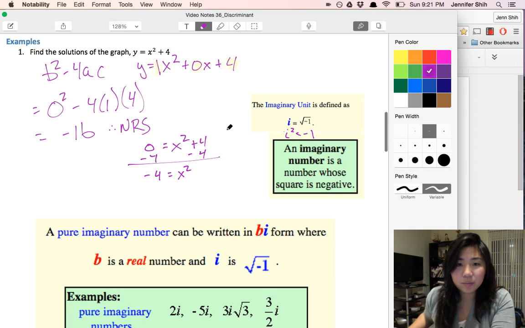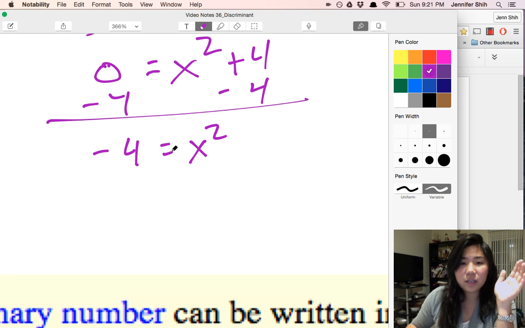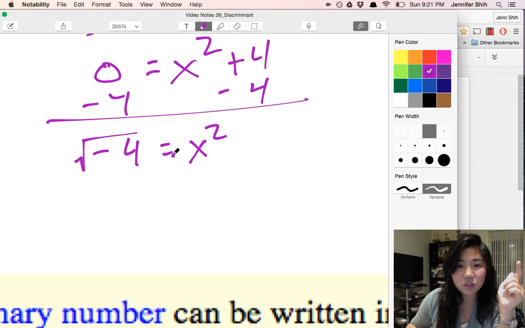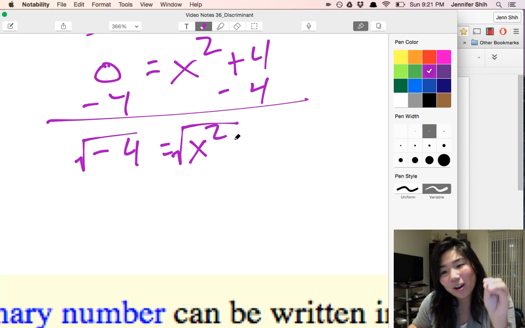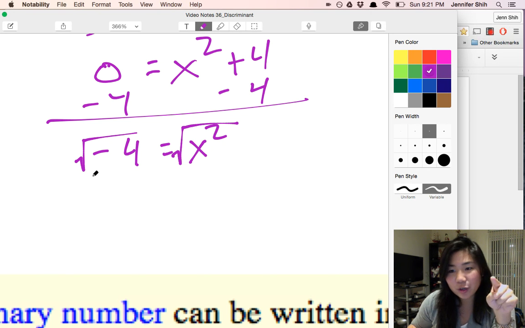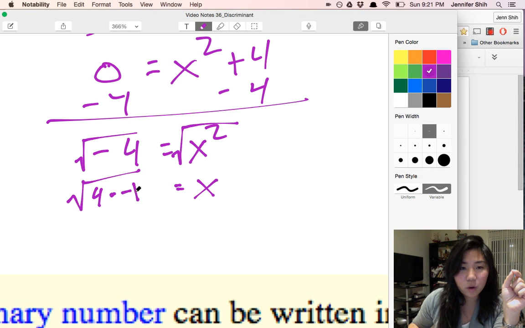Now, I'm going to zoom in a little bit. All right. And now I'm going to undo this x squared by square rooting the right-hand side. Okay, write that down in your notes if you have trouble saying that out loud. Now, I'm going to take a look at this negative 4. And the square root of negative 4 can also be broken up into the square root of 4 times negative 1, right? So watch how I break this up using my good radical skills. The square root of 4 times the square root of negative 1 is equal to x.